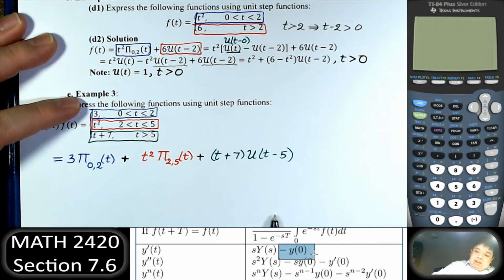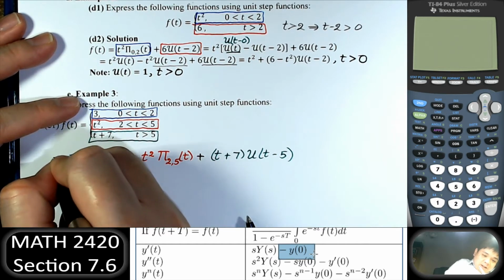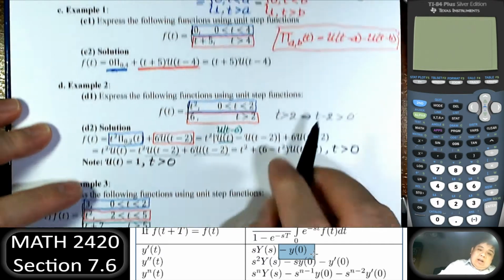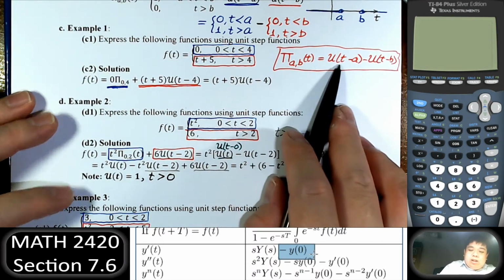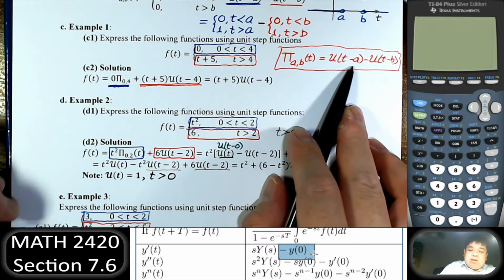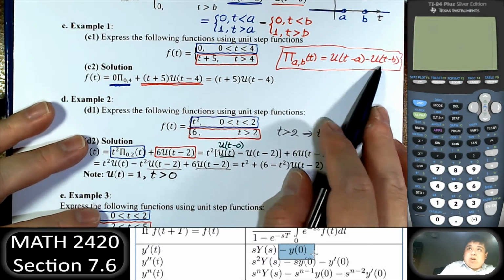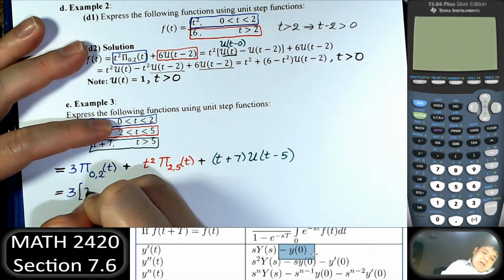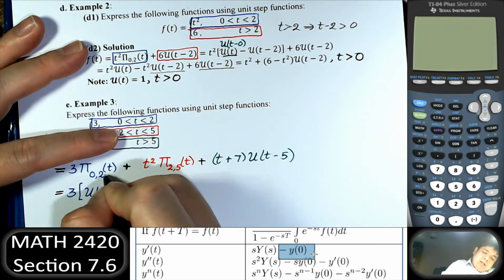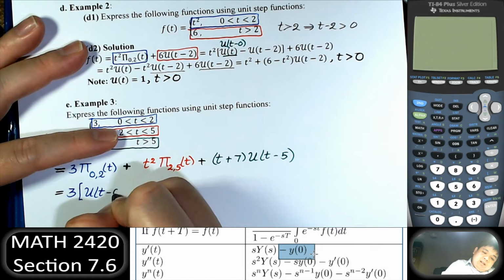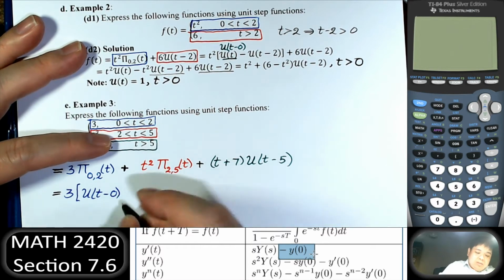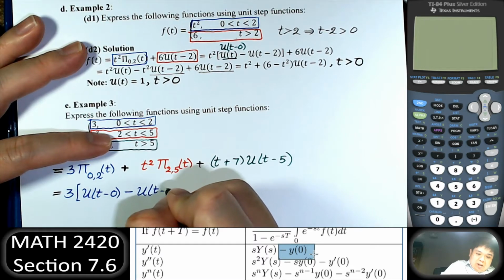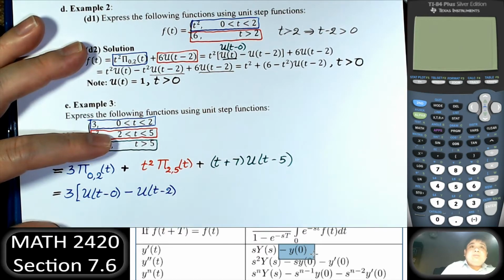Next, now we use the windows function. The window is the unit step function of t minus the left value minus the unit step function of t minus the right value. So we have u of t minus the left minus u of t minus the right.